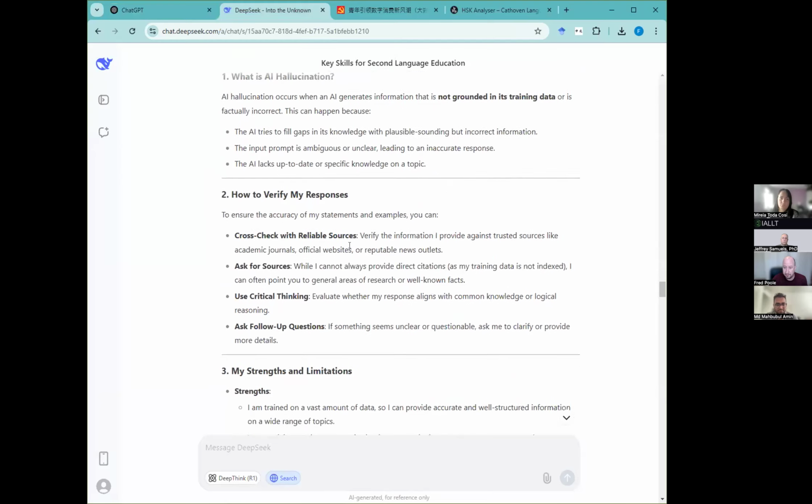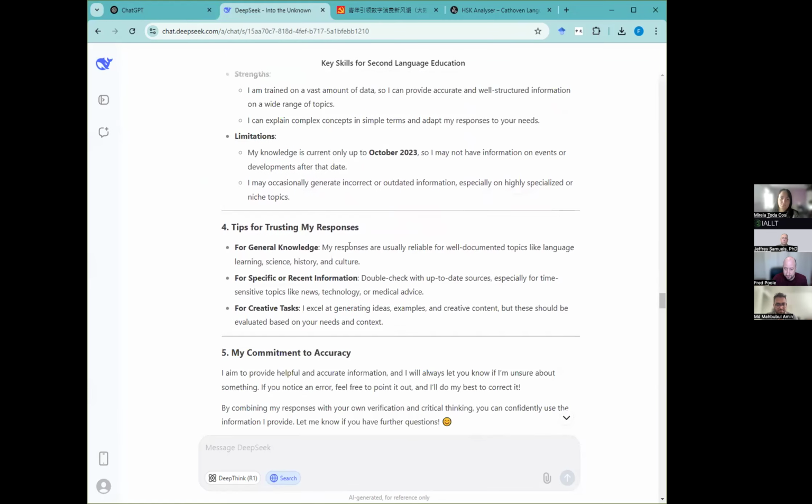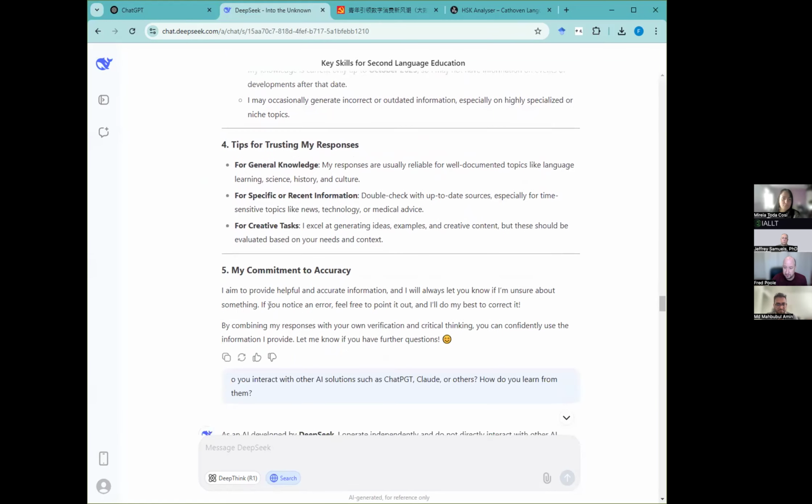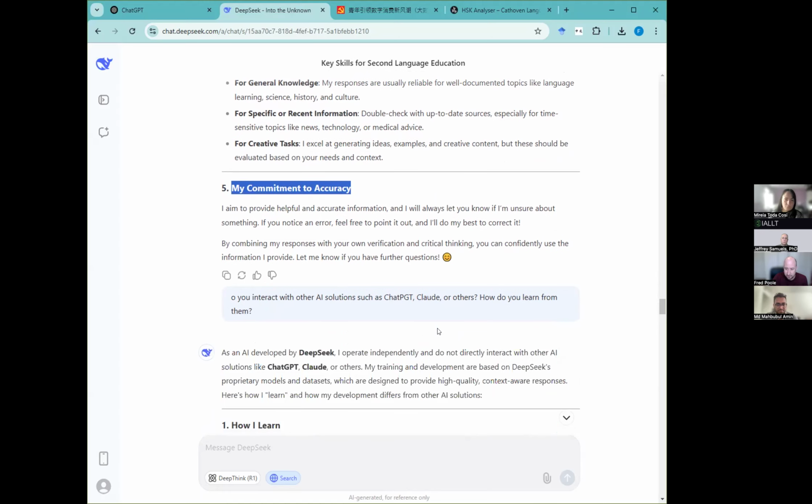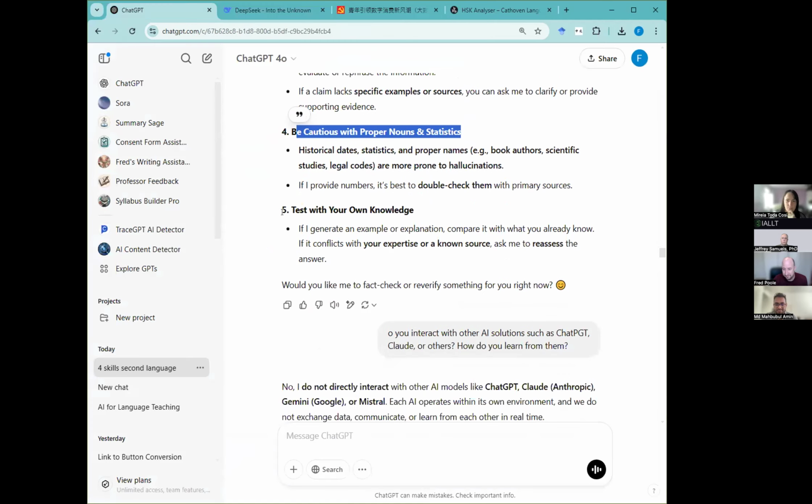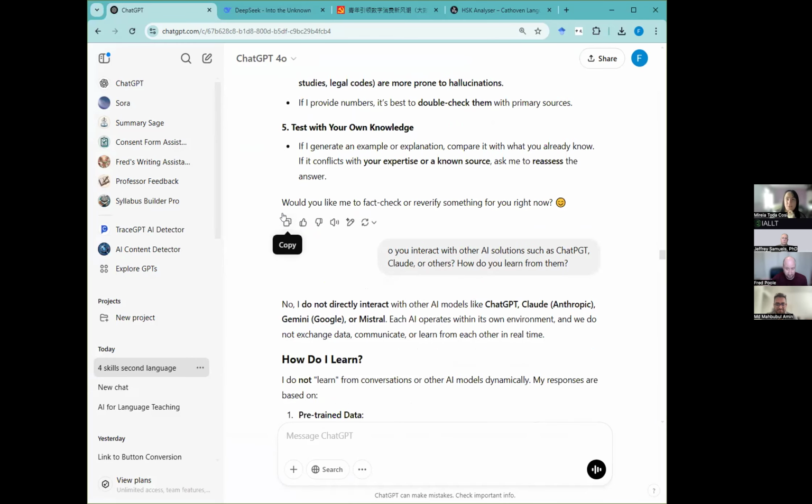And DeepSeek gave very similar suggestions. But DeepSeek does have a commitment to accuracy, which I thought was interesting as well, suggesting that it is trying to. Yeah, Maria. Yeah, I also had similar experiences, but interestingly, ChatGPT tended to overestimate its own ability more than Gemini and to try to convince me more that it's doing well.